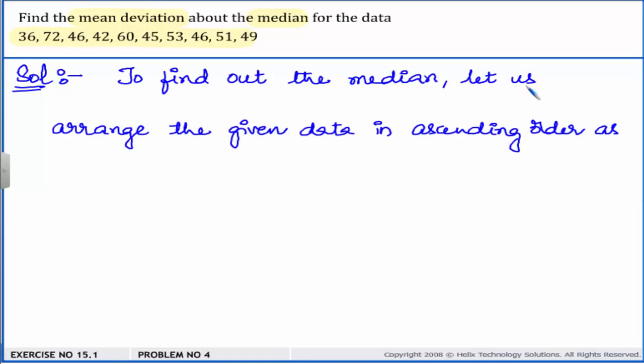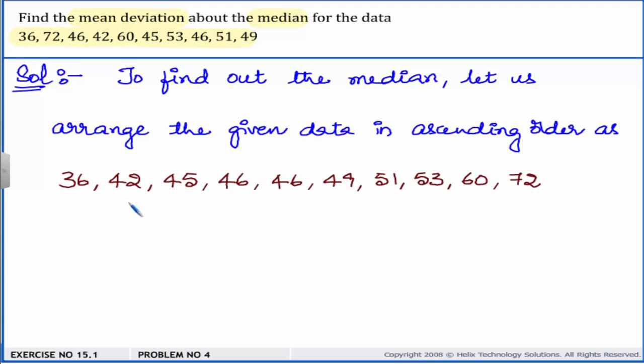In this problem, you need to find out the mean deviation about the median for the following data. Let's see the solution of this problem, how we shall proceed with this. To find out the median, let us arrange the given data in ascending order as 36, 42, 45, 46, 46, 49, 51, 53, 60 and 72.